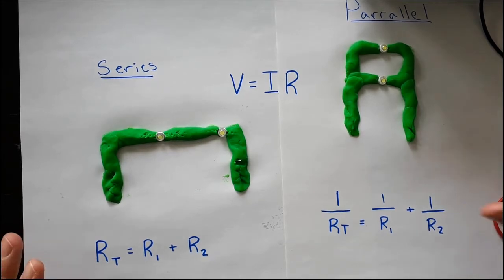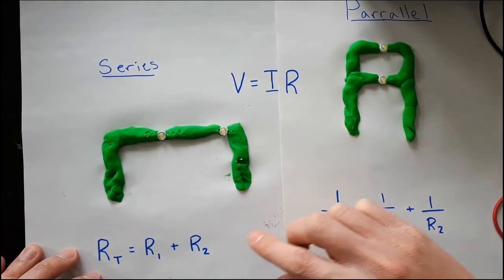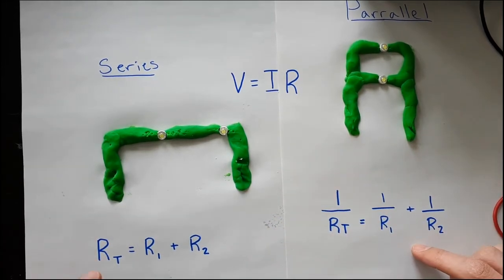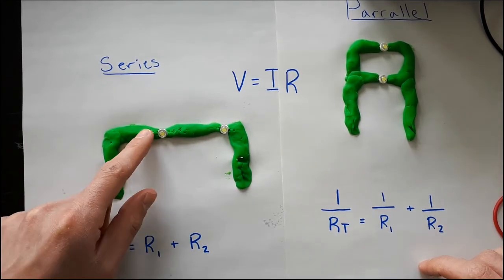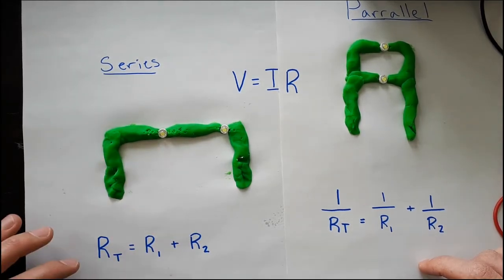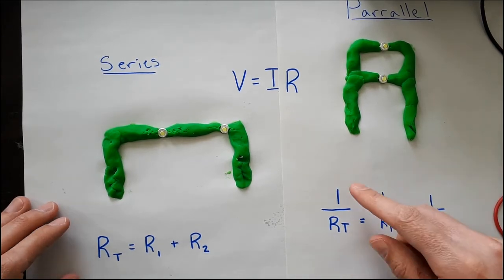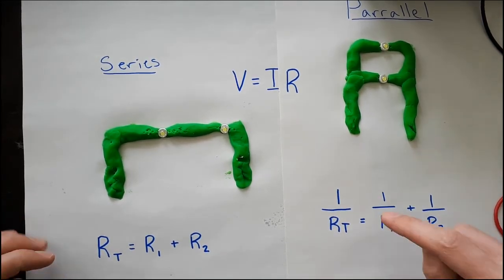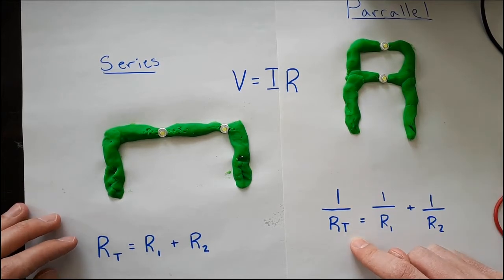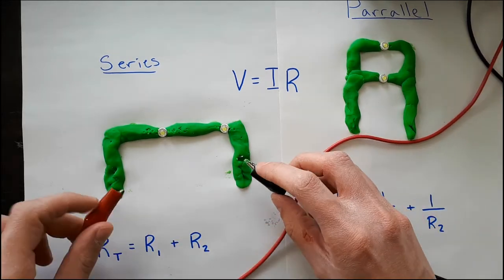Now, in both of these types of circuits, we can still use this equation, V equals IR, but there is a difference between the circuits in how we calculate resistance. To find the total resistance for a series circuit, it is the resistance of the first thing that's exhibiting a load plus the resistance of the second thing. That's the total resistance. Whereas for parallel circuits, we have this inverse equation where 1 over the resistance total is equal to 1 over R1 plus 1 over R2. And there are differences between them.